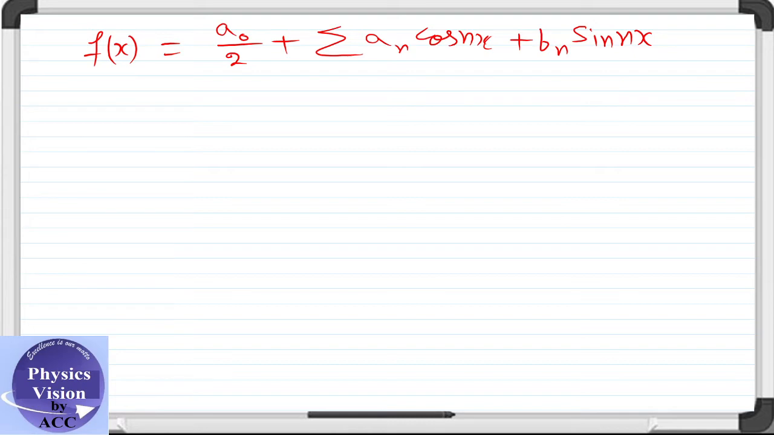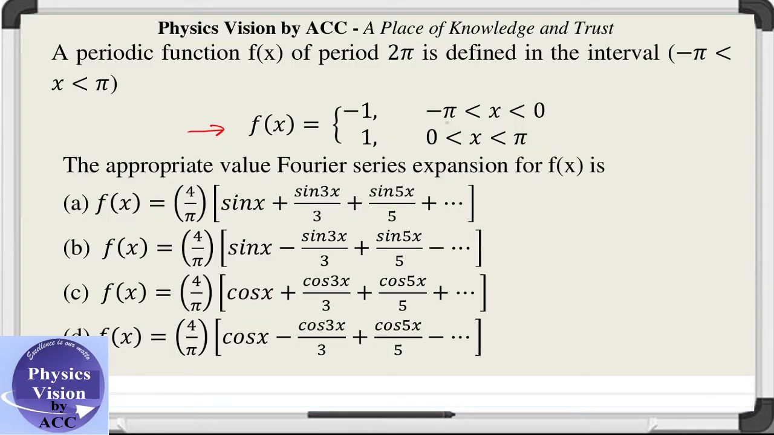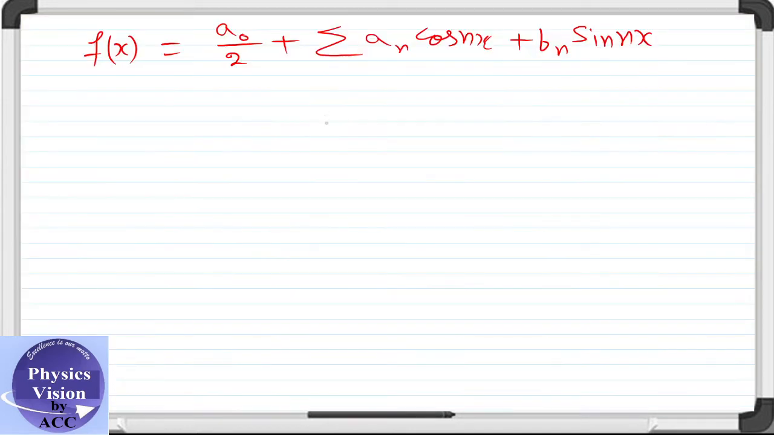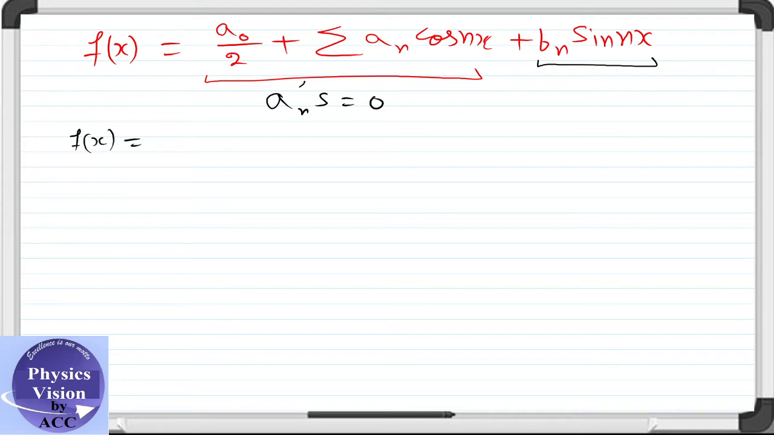Now the given function is minus 1 from minus pi to 0 and plus 1 from 0 to pi. As we can see, it is an odd function. For all odd functions, all the an are equal to 0. So we are left with this term only, and f(x) is given by the summation, from n equal to 1 to infinity, of bn sin nx.